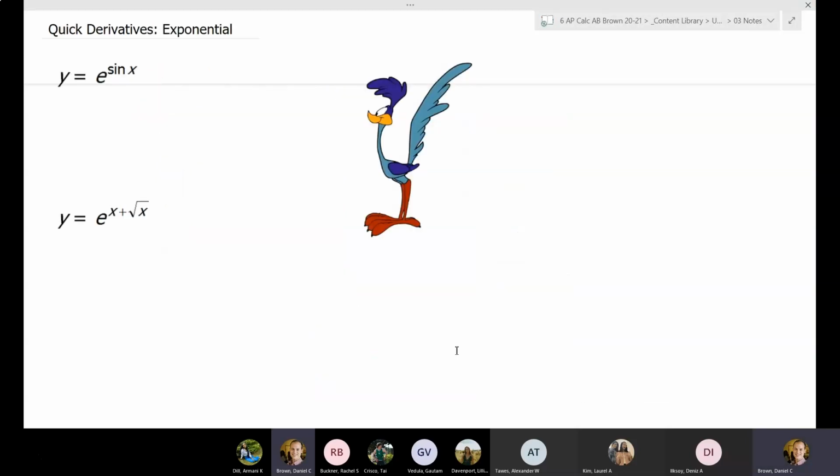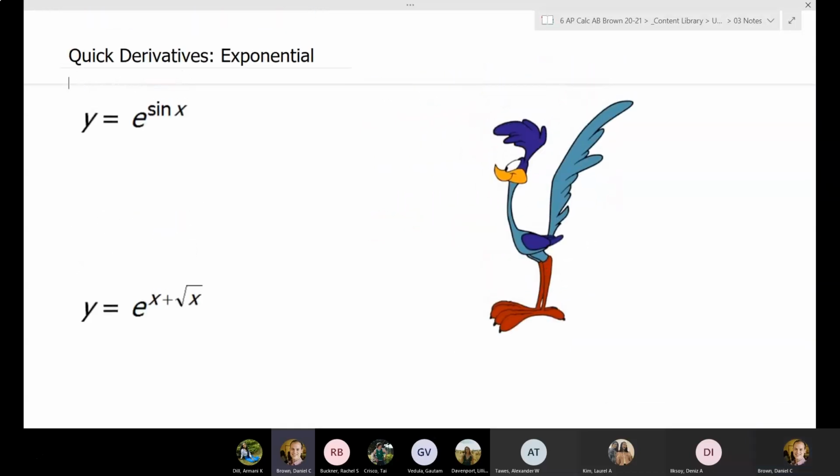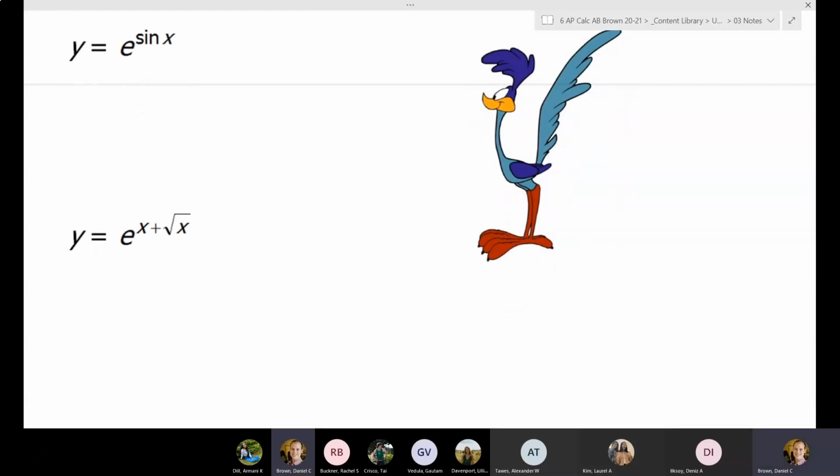Go ahead and try those two examples on your own. You should be able to do this fairly quickly because there's usually not a lot of simplifying you can do with our exponential derivatives.